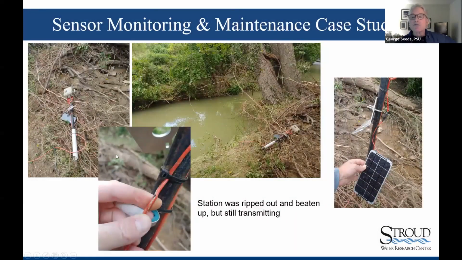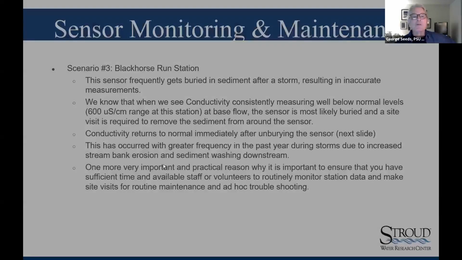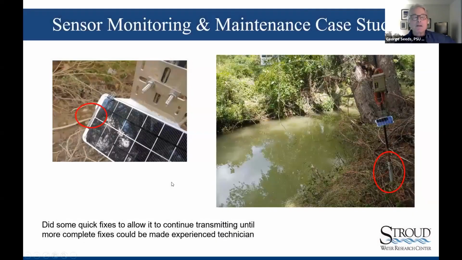But here you can see some pictures from that storm. The entire logger and pole laying alongside the stream, and the dangling solar panel. Even though it was ripped out, it was still transmitting. So David did some quick fixes to allow it to continue to transmit until more complete fixes could be made by one of the Stroud technicians. It was just set back up and the solar panel reattached.